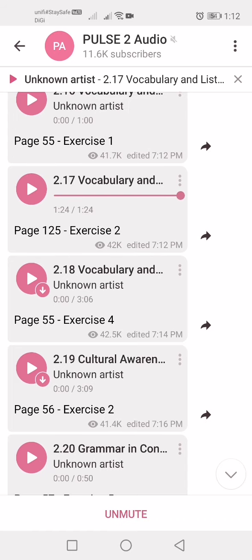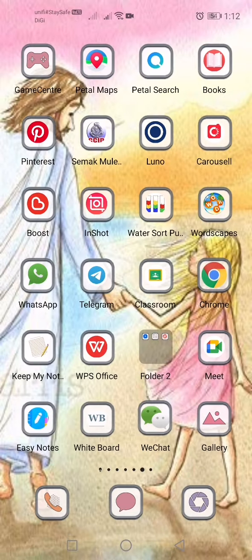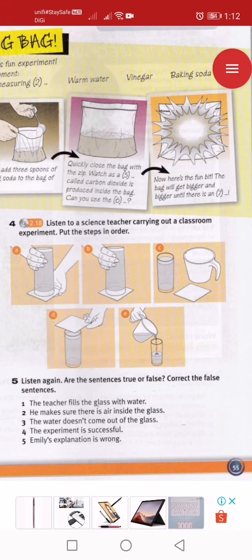Kita perlu susun, kelas. Unit 5. Vocabulary and Listening. A Classroom Experiment. Exercise 4.